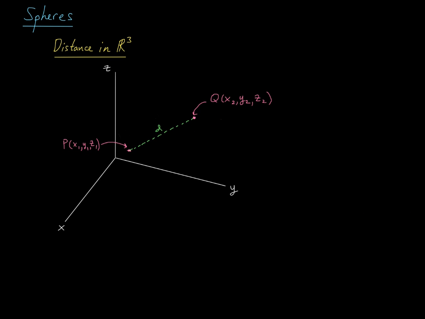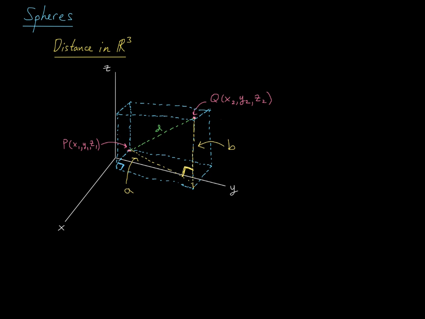As a first step, let's notice that this green distance d is the diagonal of this box whose two opposite corners are P and Q, and whose side lengths run parallel to the coordinate axes. The next observation is that this distance d is also the hypotenuse of this triangle, formed by the diagonal of the base of the box, which I'll call A, and the height of the box, which I'll call side length B.